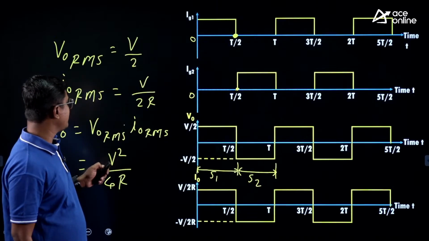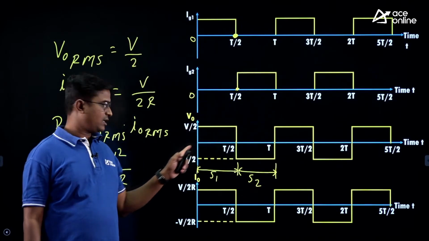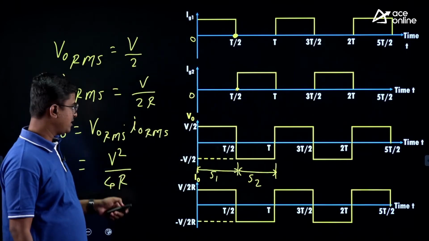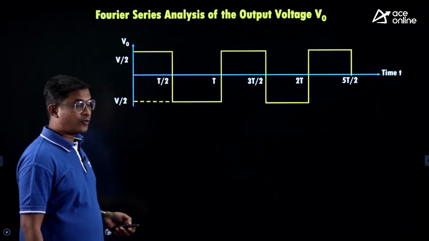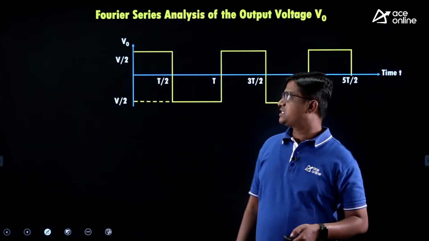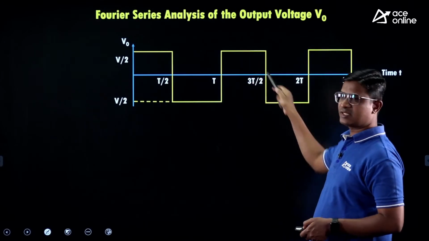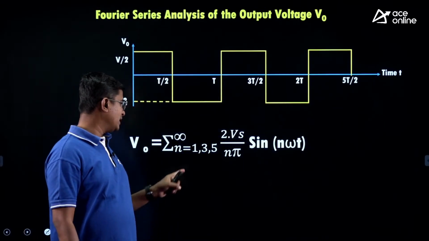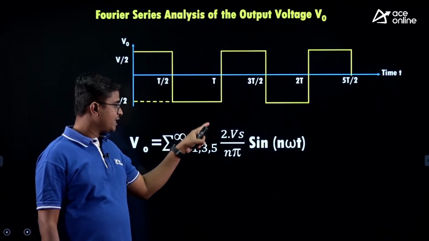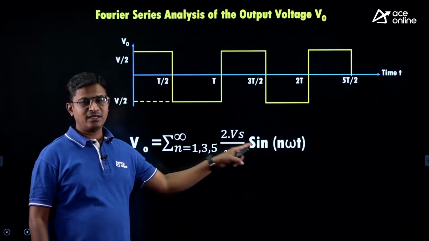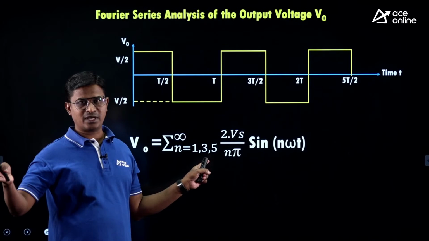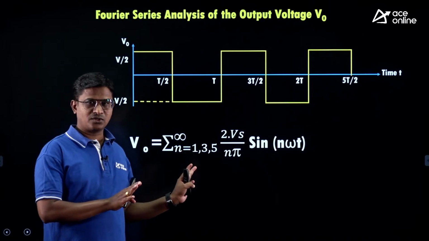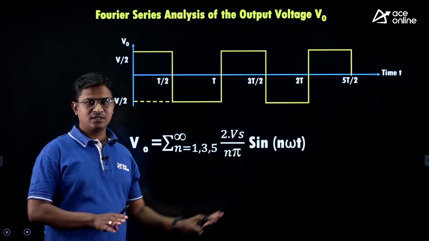So the important points: output voltage is a square function, output current is a square function, V0 RMS is V by 2, I0 RMS is V by 2R. Next, Fourier series analysis. I am writing the direct expression here. This is my output voltage waveform. For this waveform, the Fourier series expression is the summation over n equal to 1, 3, 5, 7 up to infinity of 2Vs by n pi into sine of n omega t. Before this we have some derivation, but here I am directly putting the final results. If you want the derivation, I will share the notes. Please message me. At the end of this session, I will give the contact number.